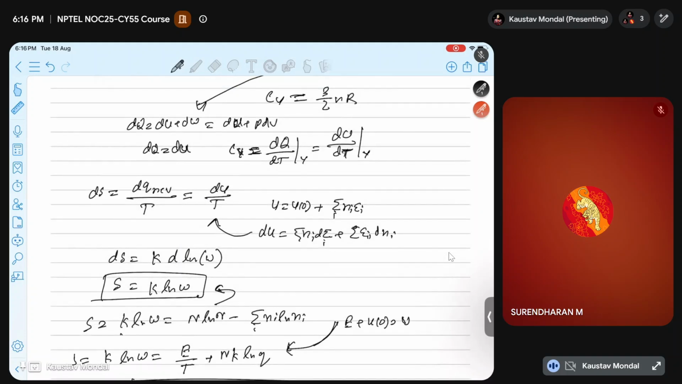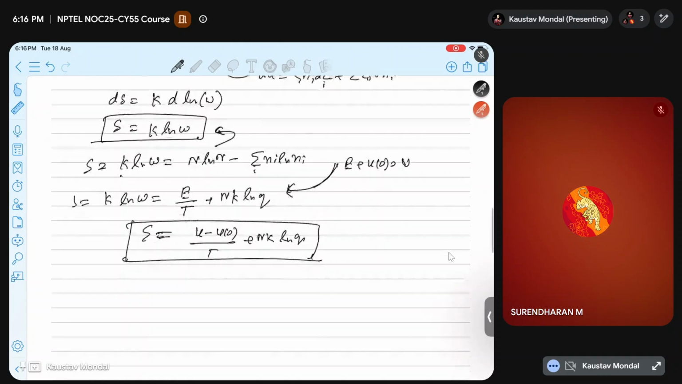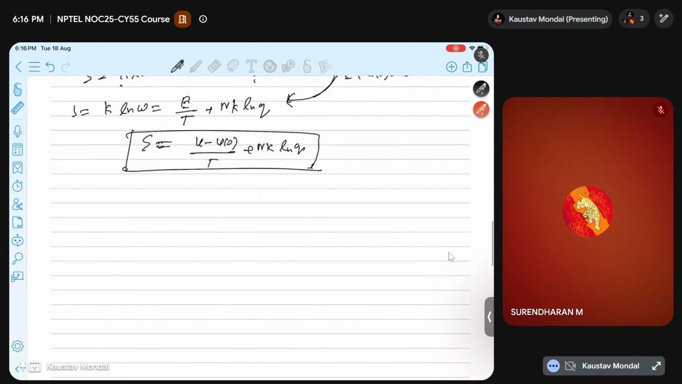But this is a very convenient way to calculate the entropy. Here, you only need the information of the internal energy or the total energy and the partition function. By using those two things and this particular expression, you can easily get the value of the entropy. So now we'll start with some problems.